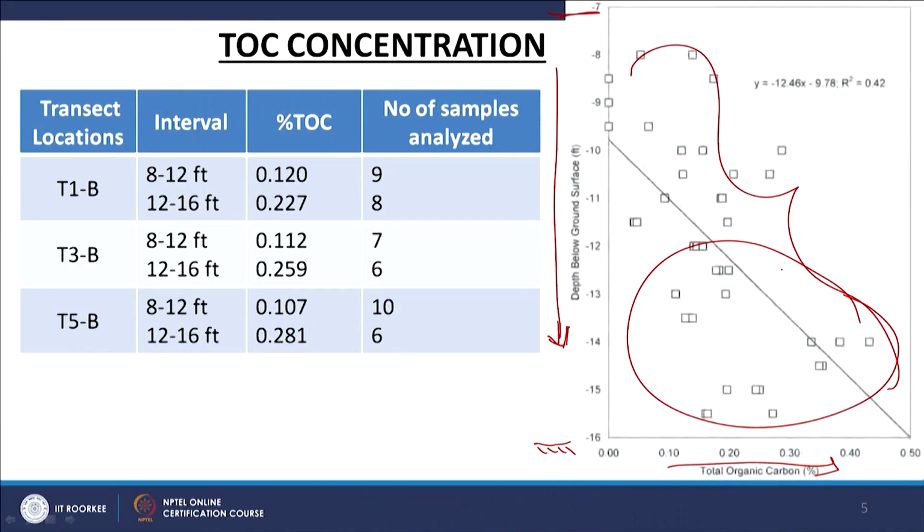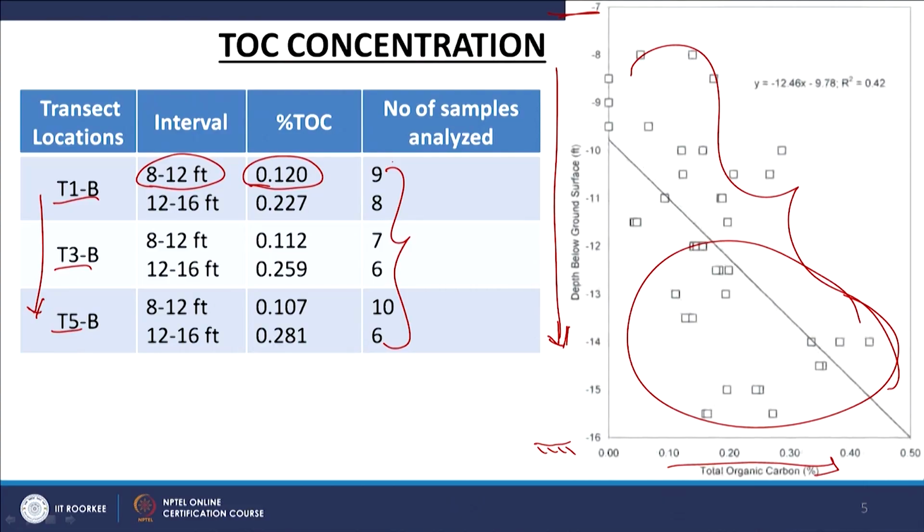So, let us look at it. Here we looked at the generic values. These are different transects, along the direction of the flow of groundwater. Between 8 to 12 feet, this is the fraction or percentage of TOC, and as you can see, they analyzed many samples. It is not only from 1 or 2 samples, as we discussed multiple times during the course.